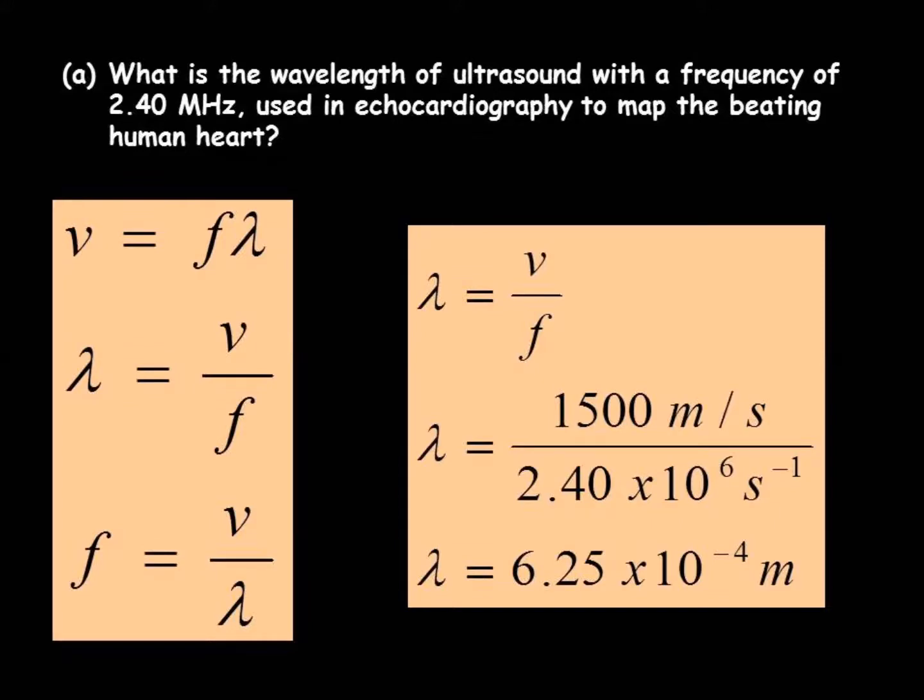Okay, so A, what is the wavelength of ultrasound with a frequency of 2.4 megahertz used in echocardiography to map the beating heart? Well, we see that the velocity equals f lambda. Lambda equals v over f, and f equals v over lambda. Here we're going to calculate the wavelength. So it's 1500 meters per second divided by 2.4 times 10 to the 6th seconds to the negative 1, which is the same thing as hertz. And the answer is going to be 6.25 times 10 to the negative 4th meters.